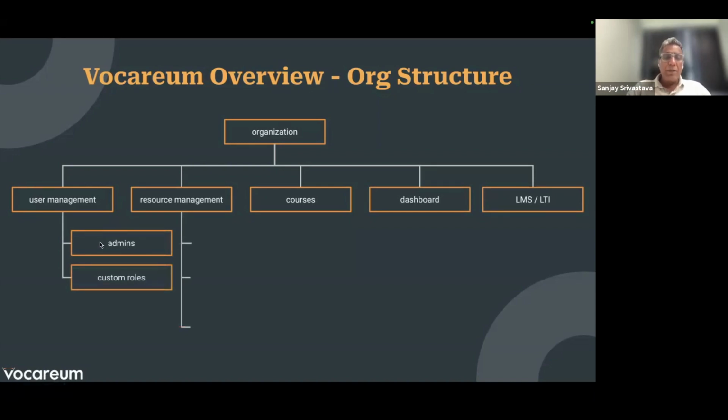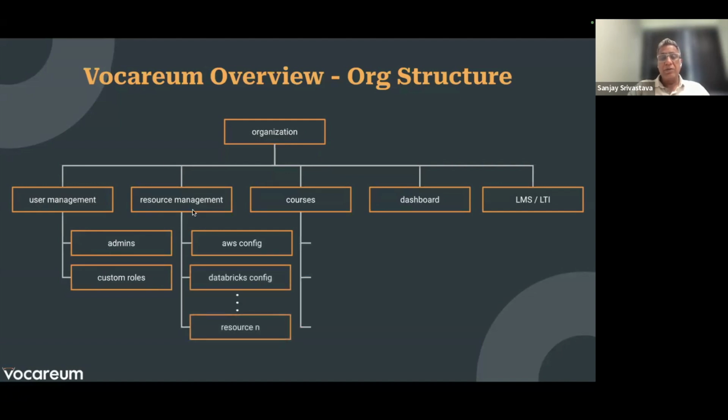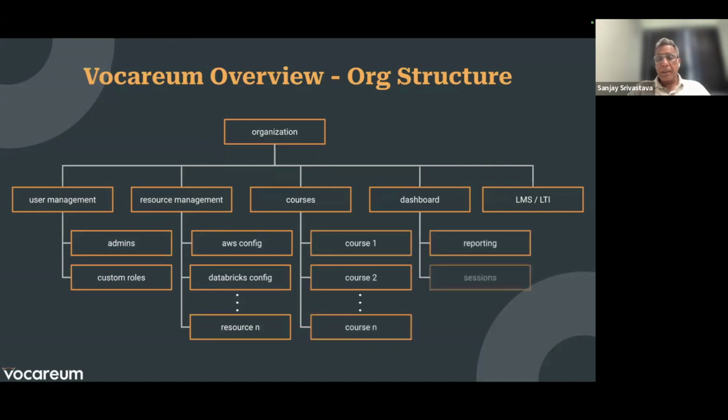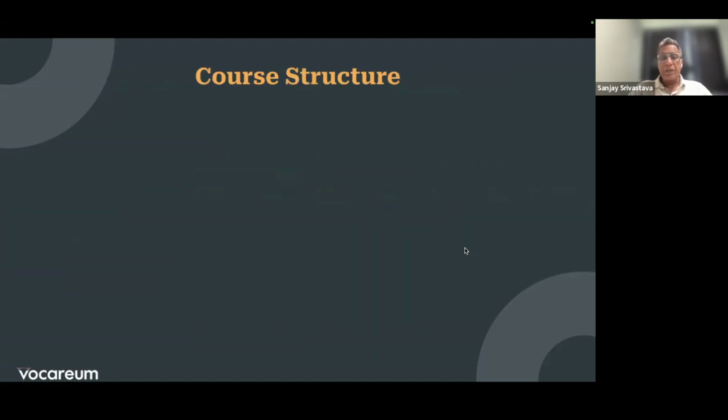So today I'll be only showing you at the org level an admin role, and then you can set up resources. We will talk about the Gen AI resources that are set up at the org level. And then at the course level, you can have assignments, which we'll talk about in the next slide. And at the organization level, you can have a dashboard and reporting.